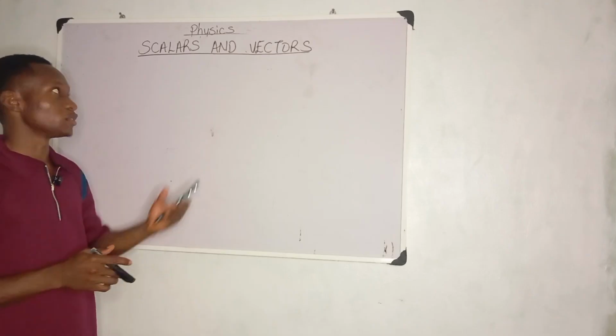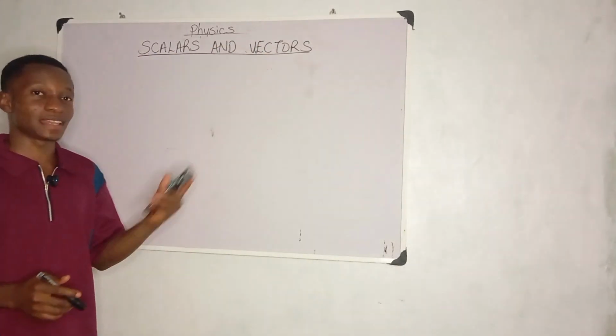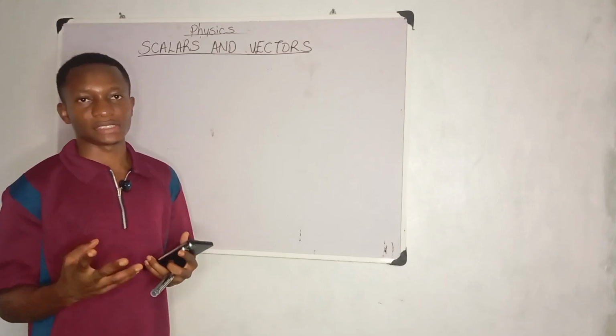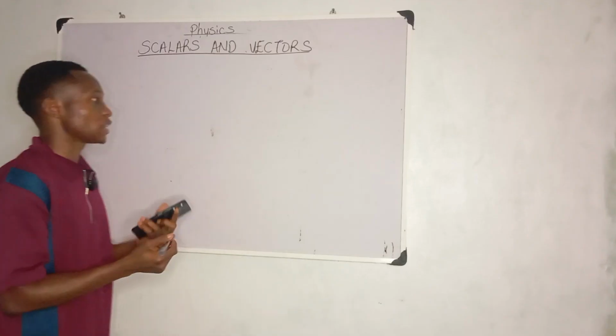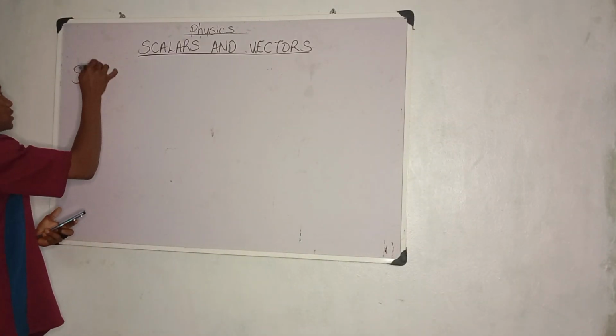So, today we're going to be looking at physics, and here the topic we'll be discussing is scalars and vectors. Now, before we proceed, there are actually quantities in physics which can be classified. The first one is we have the scalar quantities. Now, what is scalar quantities?